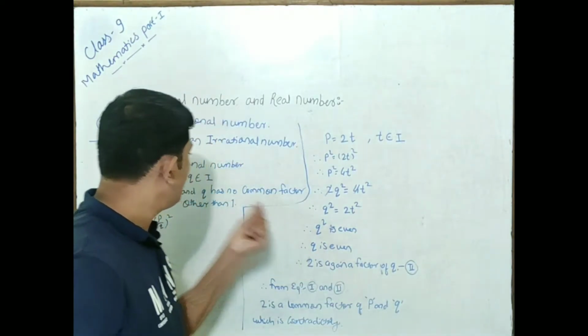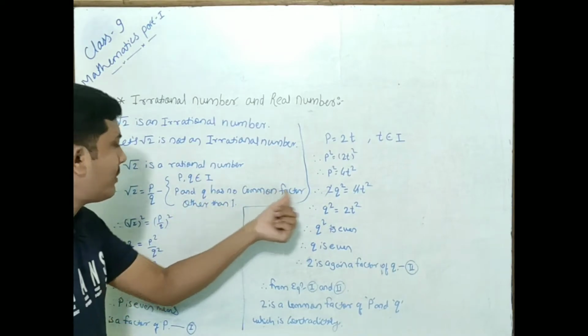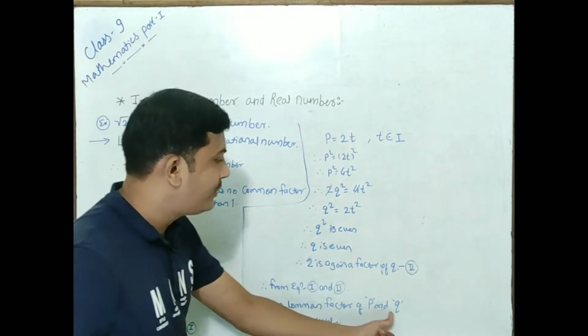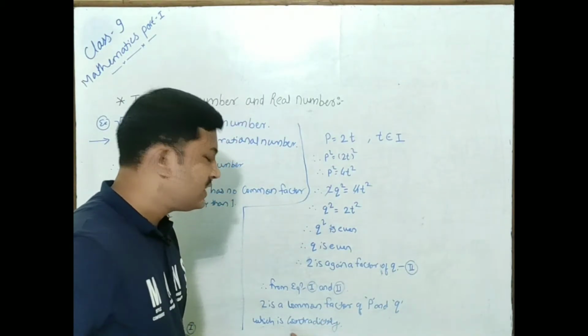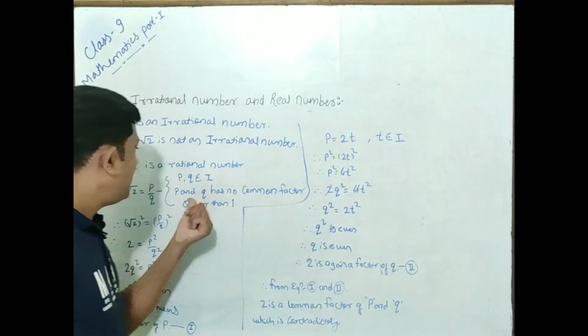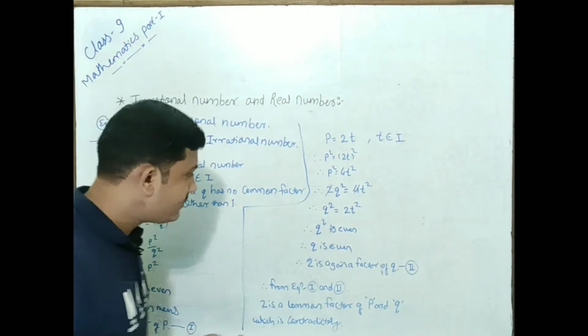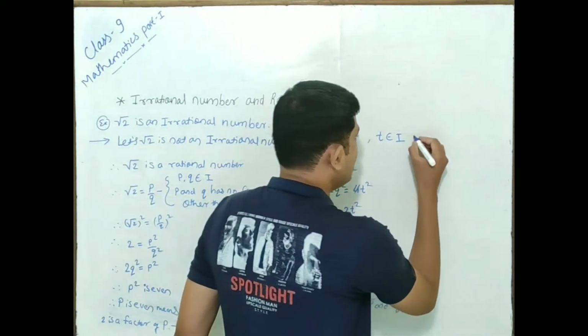Because what we assumed here is that p and q have no common factor other than 1, and here what we get is that 2 is a common factor of p and q, which is a contradiction, since p and q have no common factor other than 1. So our assumption is wrong.